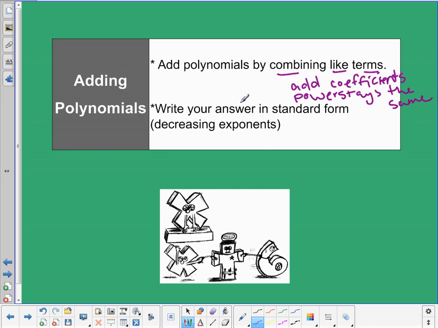We always want to make sure that we write our answer in standard form, starting with that largest exponent and then decreasing from there. So let's take a look at some examples.